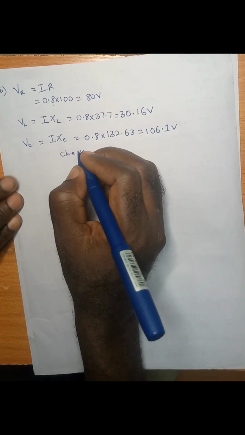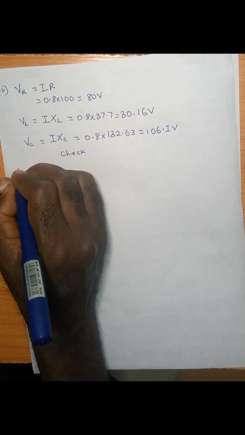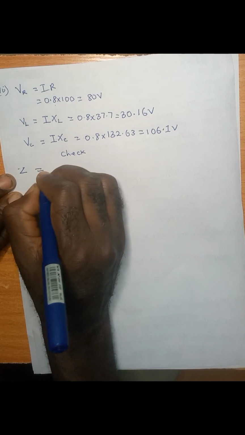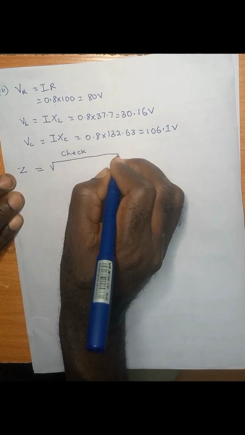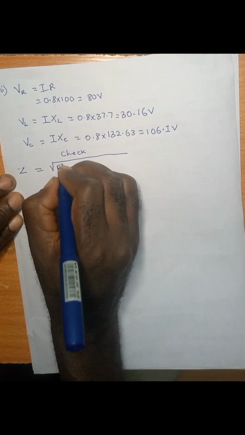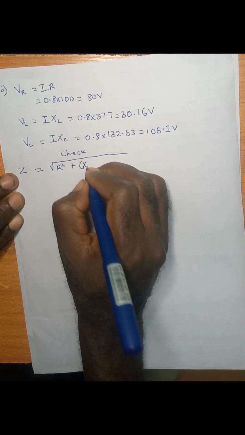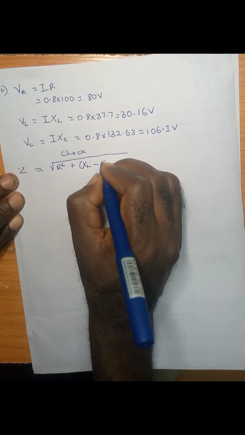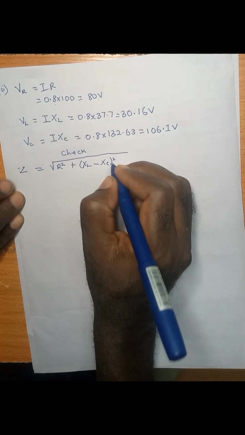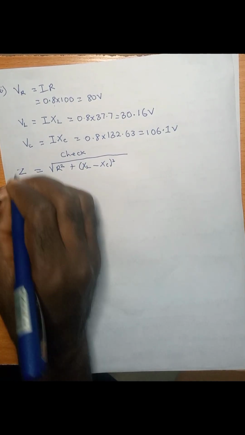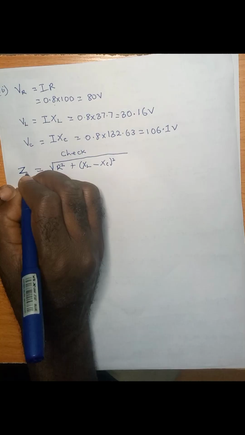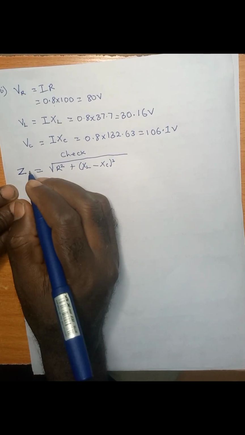How do we check? From our impedance, Z is equal to the square root of R squared plus (XL minus XC) all squared. Now we can translate this one to voltage. This is the overall opposition to the flow of AC in the circuit.